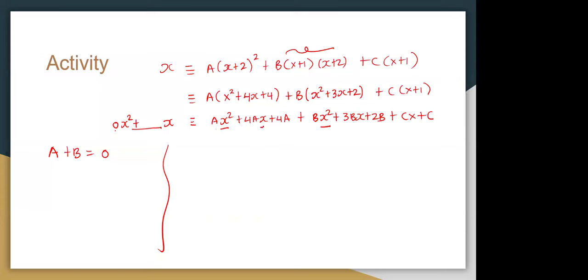Then when I go to those with only x, I have this, I have this, I have this. So I'll say, this side I have 4a plus 3b plus c, and this side I have only 1x whose coefficient is 1. I'll equate to 1. Then when I go to the one without x, I have 4a, 2b, and c. So I'll say 4a plus 2b plus c, this side is equal to 0 because I don't have any constant. Then you solve these equations simultaneously. The moment you solve them simultaneously, you use any approach you want, you'll be able to get the answer.